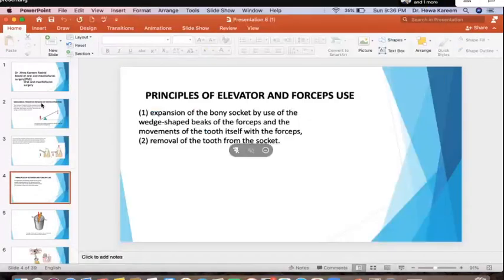These are important points: principle of elevator and forceps use, expansion of the bony socket and removal of the tooth from the socket. These are two important points.